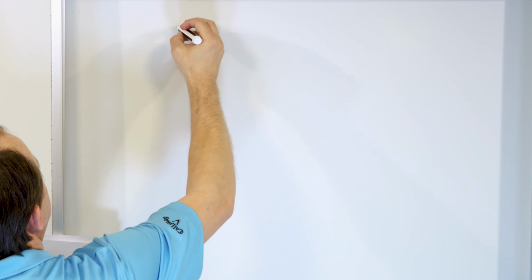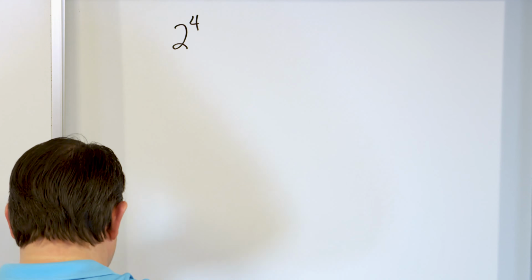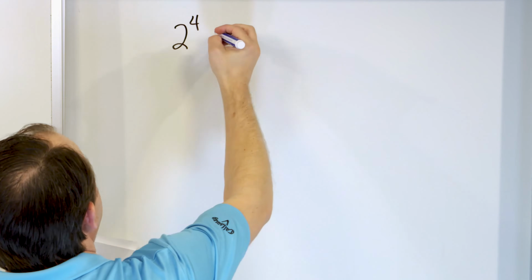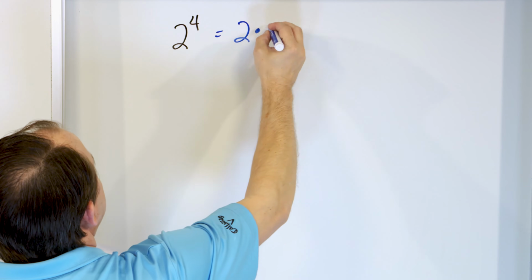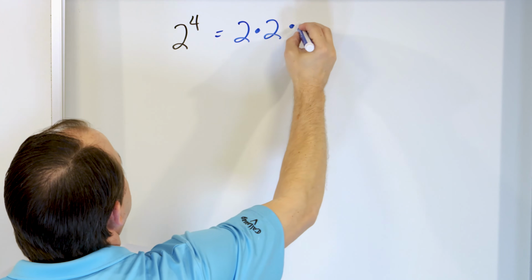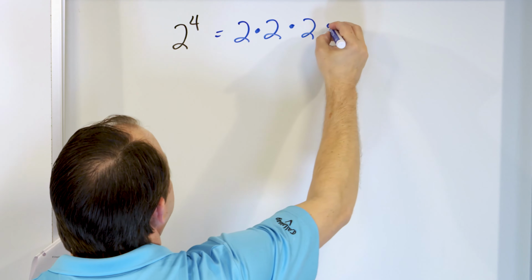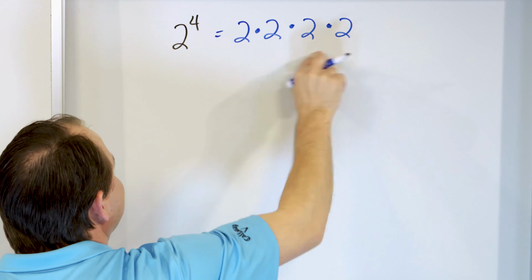All right, we're almost done. Let's take a look at the problem 2 to the power of 4. So again, we multiply by itself. It's going to be 2 times 2, that would be 2 squared, times another 2, that would be 2 cubed, but we have to do finally times another 2. We have to have 4 of them there.